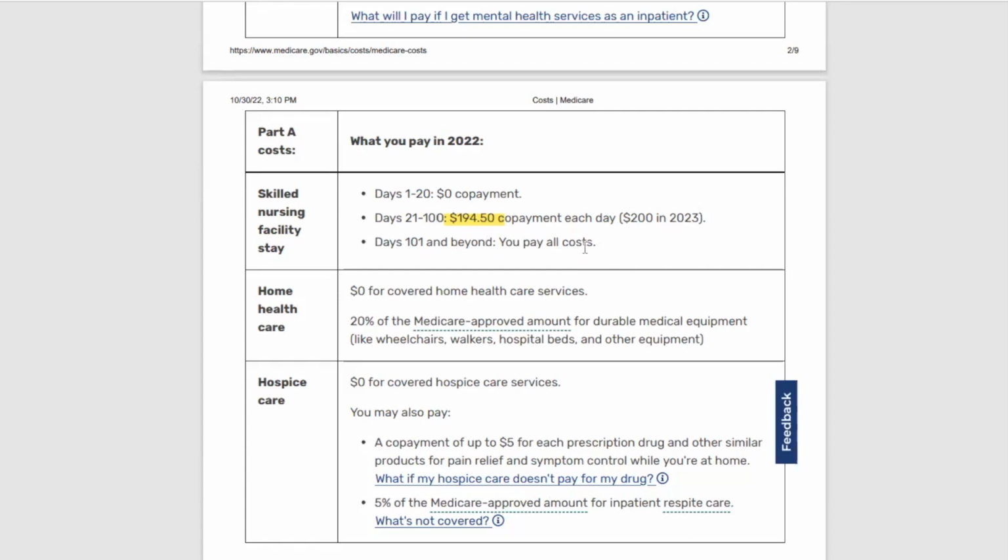I highlighted the wrong area, so let me go ahead and see if I can erase that so you guys can clearly see that. So let me get my highlighter here. So there we go, $200 for days 21 to 100. You're going to pay $200 every single day for those days. And days 100 and beyond, they're responsible for all costs, okay? So that is very important and very expensive with having only original Medicare.